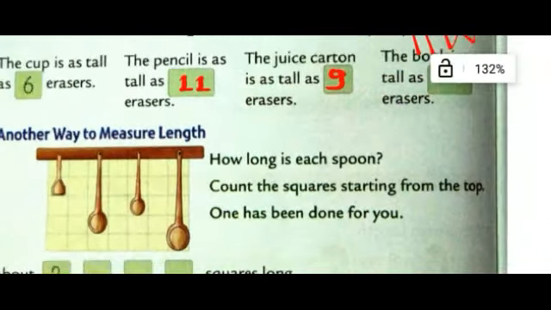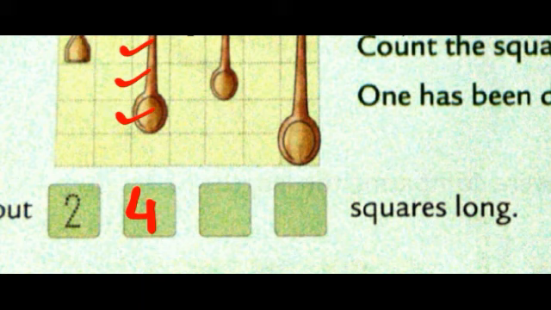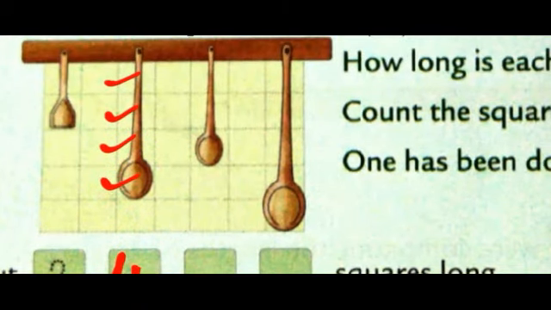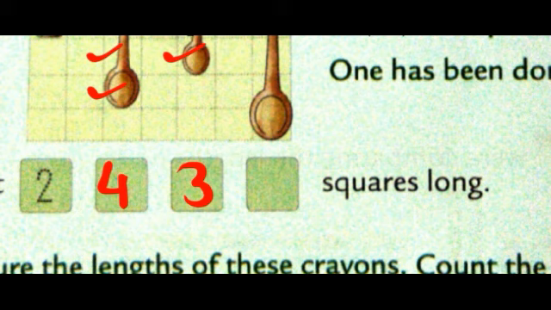1, 2, 3, 4. This spoon is about 4 squares long. So we will write here 4. Let's see the next one. 1, 2, 3. This spoon is about 3 squares long.